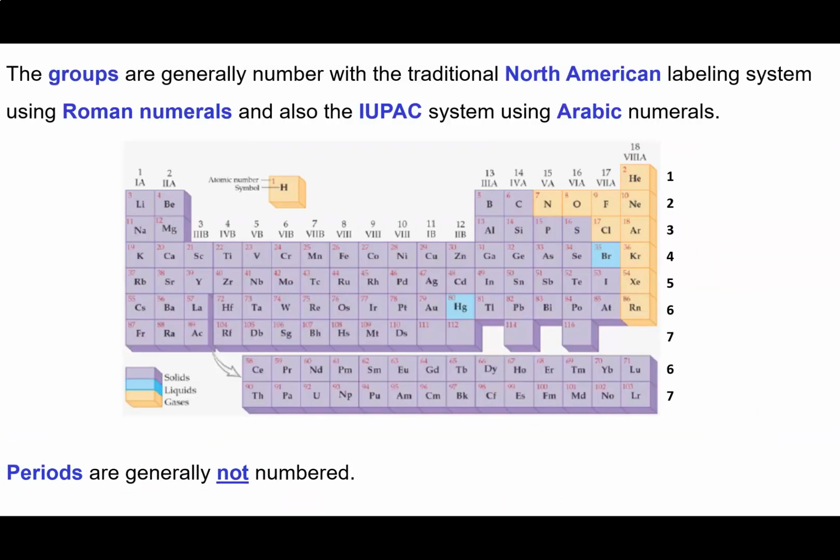Now, the groups are generally numbered with the traditional North American labeling system using Roman numerals, and I mentioned that before. That's the system that we're going to prefer. But there is also the IUPAC system, the International Union of Pure and Applied Chemistry, and they use the Arabic numerals 1 through 18, labeled left to right, so that keeps it easy. Periods are often not labeled on a periodic table, and you have to add those numbers in yourself or count them off. So the periods run 1 through 7.